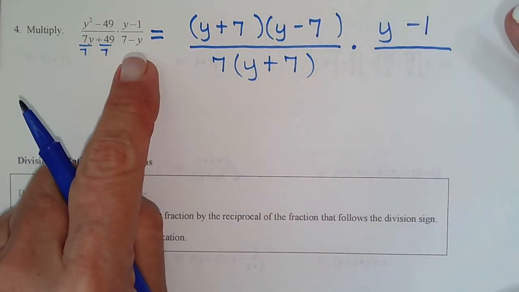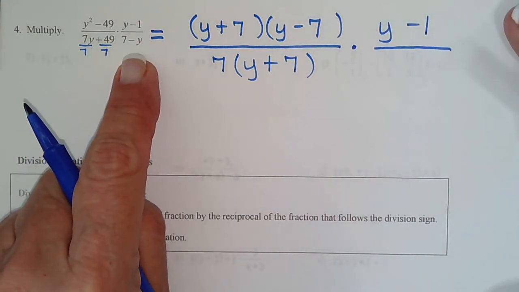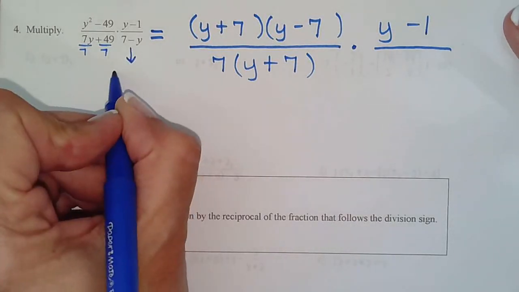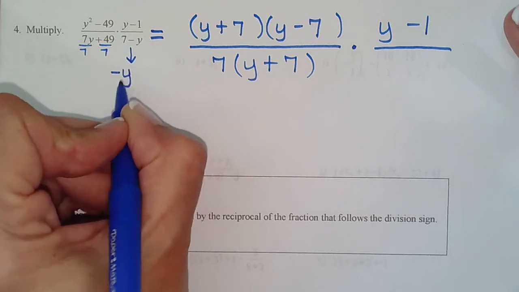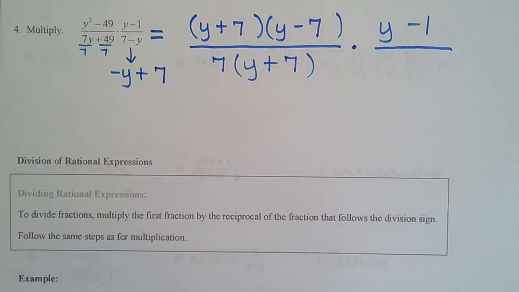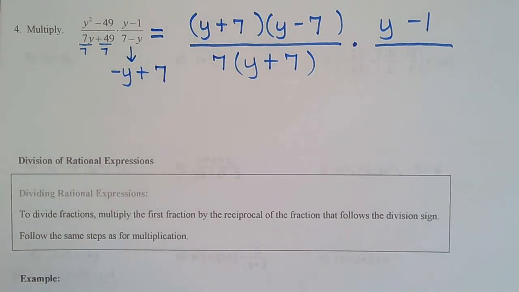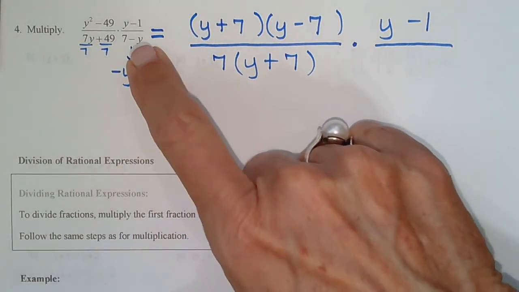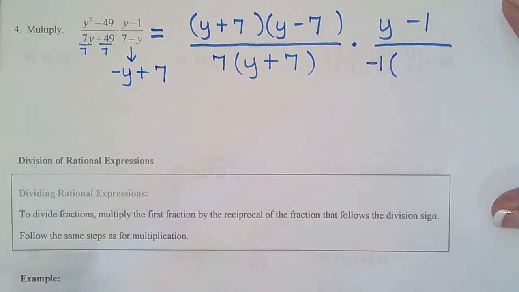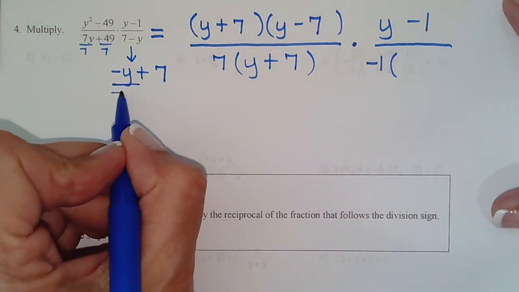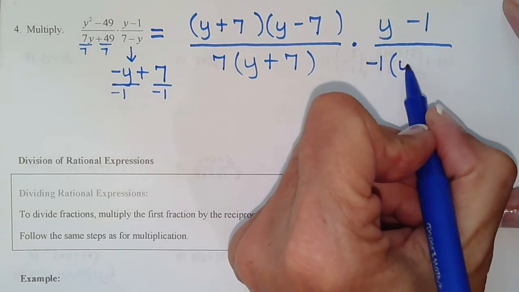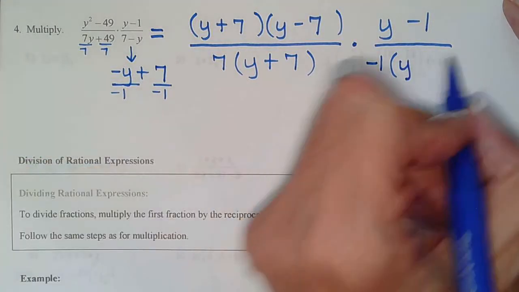But this one, you should notice, is written backwards. So we need to turn it around and take that negative out. So that'd be negative y plus 7. So negative y positive 7 has a GCF of negative 1. So I put that out in front. Then I divide each term by negative 1 to see what goes inside. So positive y, negative 7.